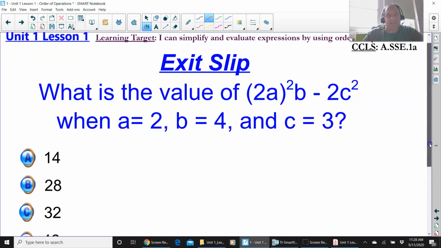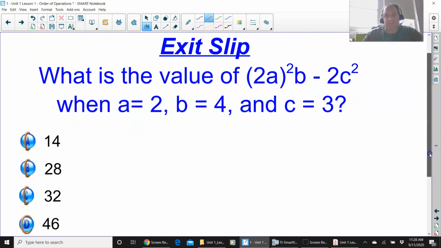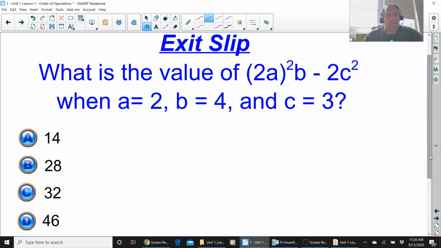Okay, here's an exit slip, and we are going to press pause right here. Just make sure you give yourself a chance to do this. It says, what is the value of (2a) squared plus b minus 2c squared when a equals 2, b equals 4, and c equals 3? Go ahead, give this a try, substitute those values in, and then use order of operations to figure out the answer. Press pause and do the problem now.